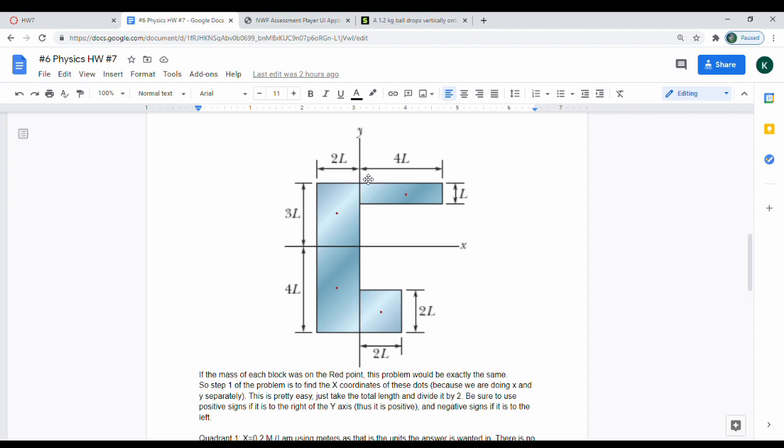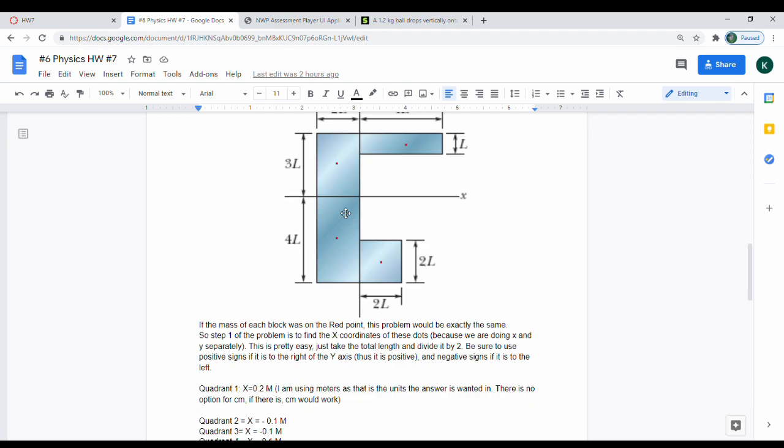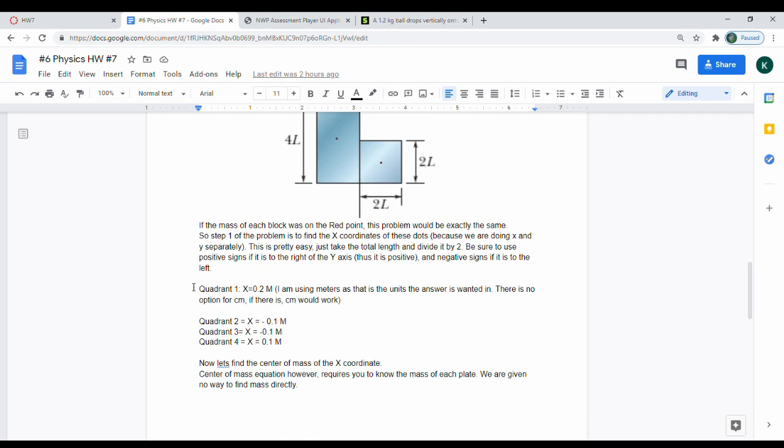So the x-coordinate is just half of whatever this is. So this is 0.4 meters, so this x-coordinate is 0.2. This is 0.2 meters, so this x-coordinate is 0.1. This is 0.2 meters, so this x-coordinate is negative 0.1 meters. This is 0.2 meters, so this is negative 0.1. Your L may be different. My L is 10 centimeters. So you find the x-coordinate for each quadrant, for each rectangle in each quadrant.